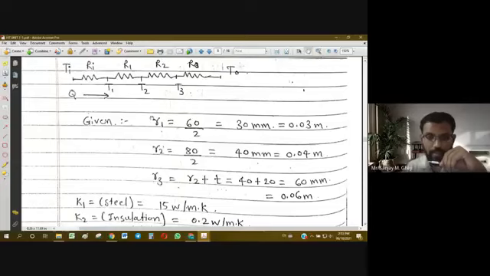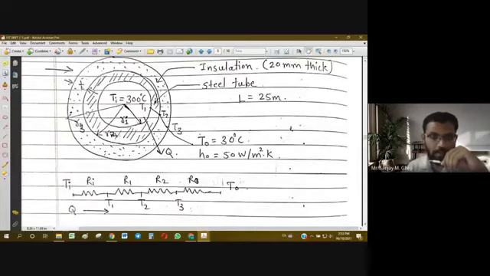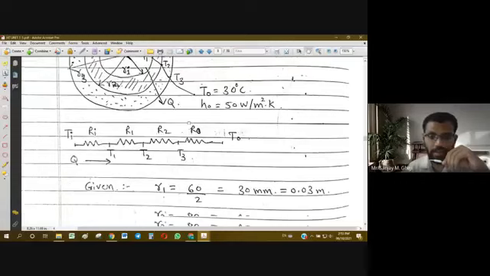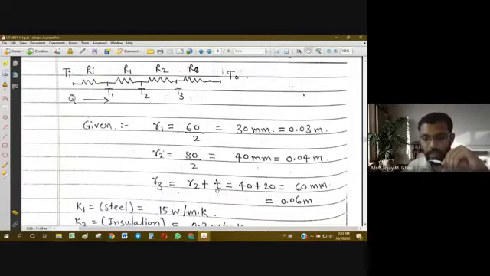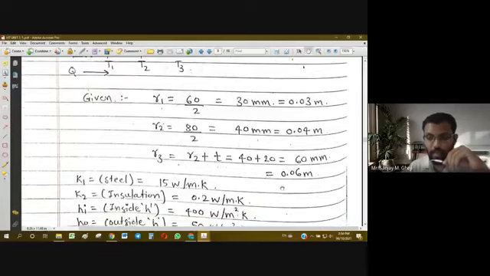Then radius r3 can be found by adding the thickness t. The thickness t will be added to the radius r2. So r3 equals r2 plus radial thickness t. r2 is 40 mm and thickness is 20 mm, which is also given in the problem. So it is 60 mm, in meters 0.06 meter.